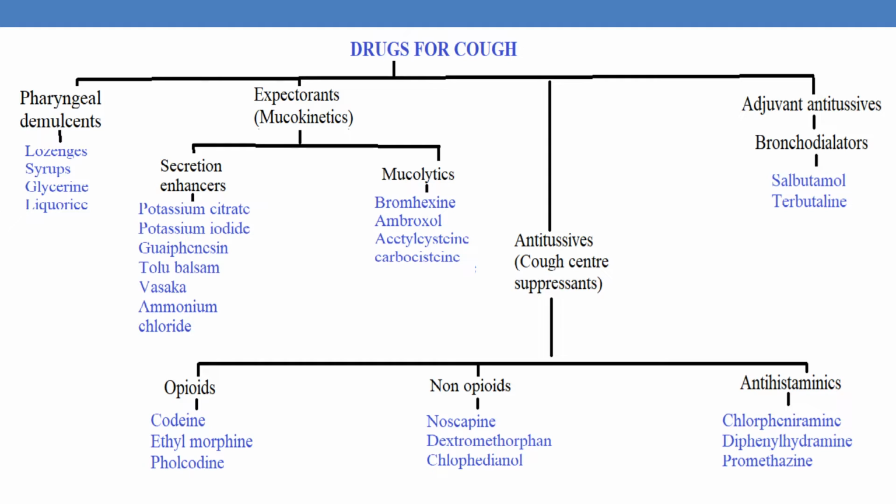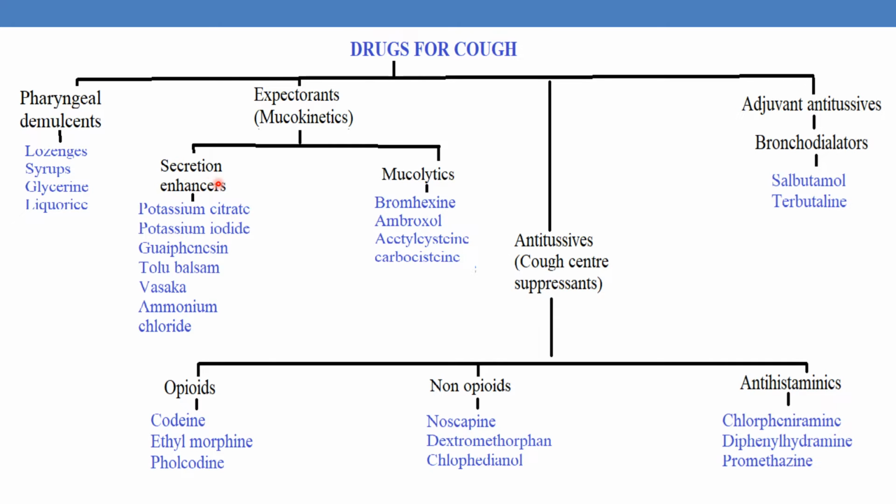So let us first discuss the classification of drugs for cough. They are categorized into the main types: pharyngeal demulcents, expectorants, antitussives, and adjuvant antitussives, under which are bronchodilators. First, examples of pharyngeal demulcents are lozenges, syrups, glycerin, licorice. And expectorants are again categorized into two types, secretion enhancers and mucolytics.